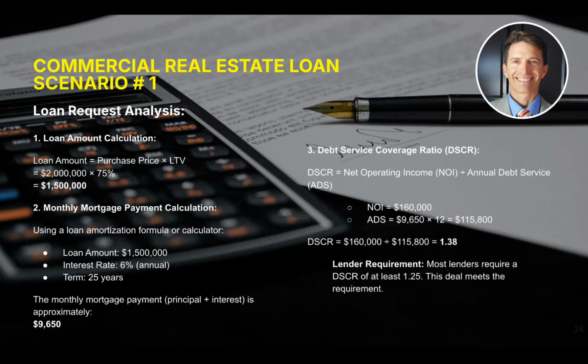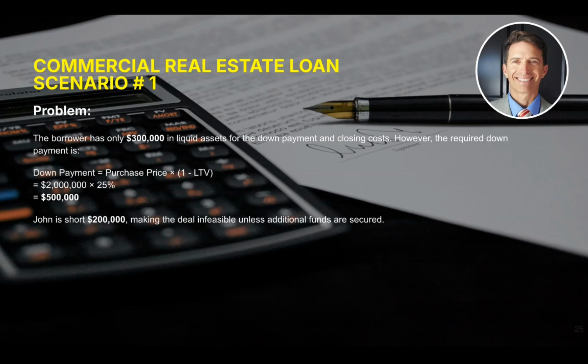160,000 divided by 115,800 equals 1.38. The lender requirement, at least for most lenders, is that the DSCR needs to be at least 1.25. So this deal meets the required minimum DSCR since it's 1.38. Now let's go over the problem for this scenario.